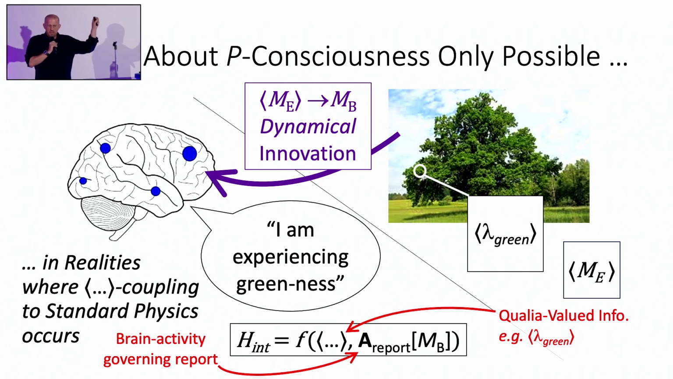So if this purple arrow, qualia-valued coupling to standard physics measures, is occurring, then there must be something new, novel, and innovative in fundamental physics, and that's why I call this purple aspect dynamical innovation. Or to put it another way, we can only talk about phenomenal consciousness, we can only talk from our conscious experience, in those realities where there's angle bracket coupling, qualia-valued information coupling to standard physics entities, and current physical law says we don't live in such a reality.